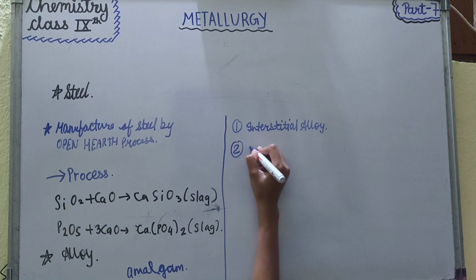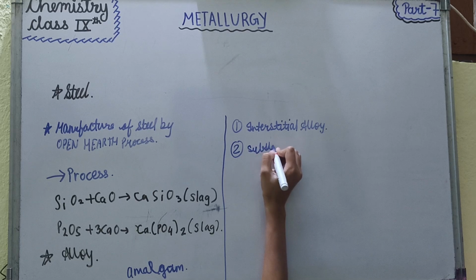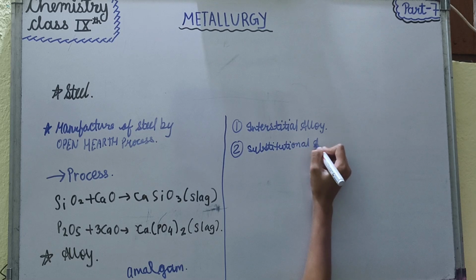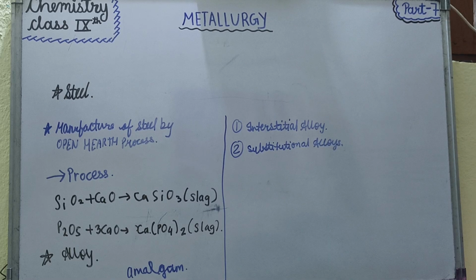Second is substitutional alloys. Base metal plus atoms of same size. Example: copper plus zinc gives brass. Here the atoms of metal added substitute the atoms of base metal. Practically, alloys are mixtures of both types, interstitial plus substitutional.